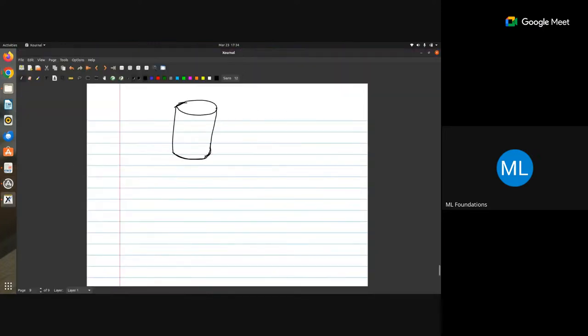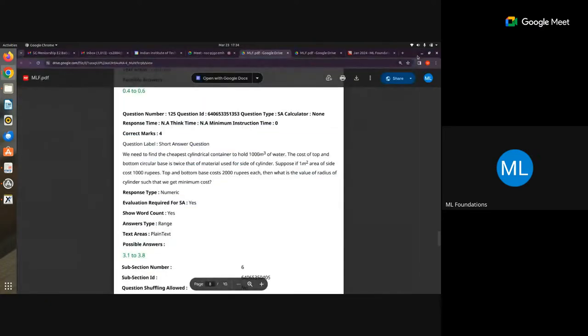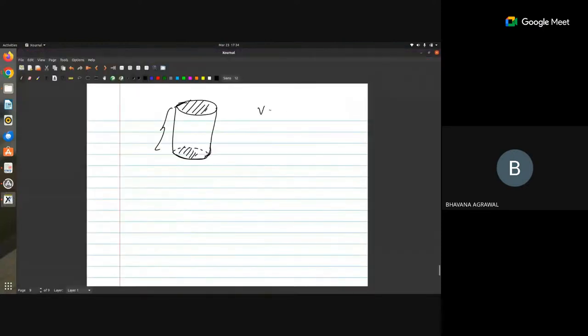So the cost of this part and this part is 2 times the cost of this part, right? Now suppose 1 meter square area of the side costs 1000 rupees, and top and base will definitely cost 2000 because it's 2 times. Now what is the value of the radius of the cylinder such that we get minimum cost? So first we shall find the volume of the cylinder, which is pi r square h is equal to 1000. Okay, so what is r here? This one, right?